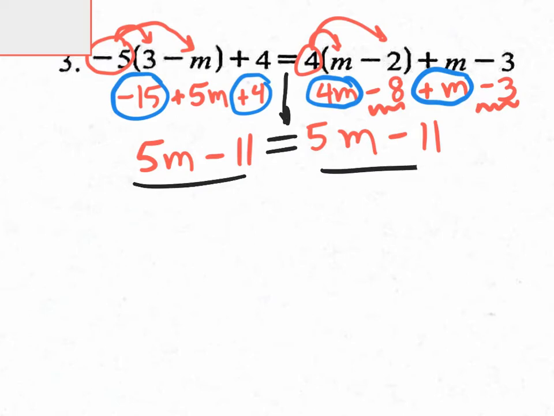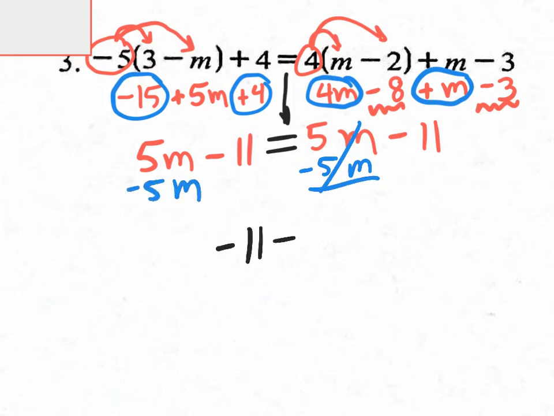If I continue to solve, the goal is to get m by itself on one side. I have m's on both sides, so I don't want it on both sides. I would get rid of one of them. This 5m, I would subtract 5m, and I would subtract 5m. And what would I have left? Negative 11 equals negative 11. And that right there is always true.